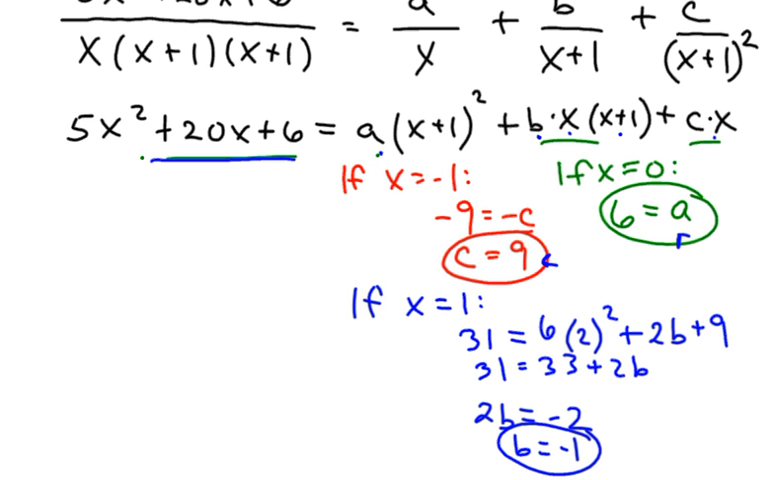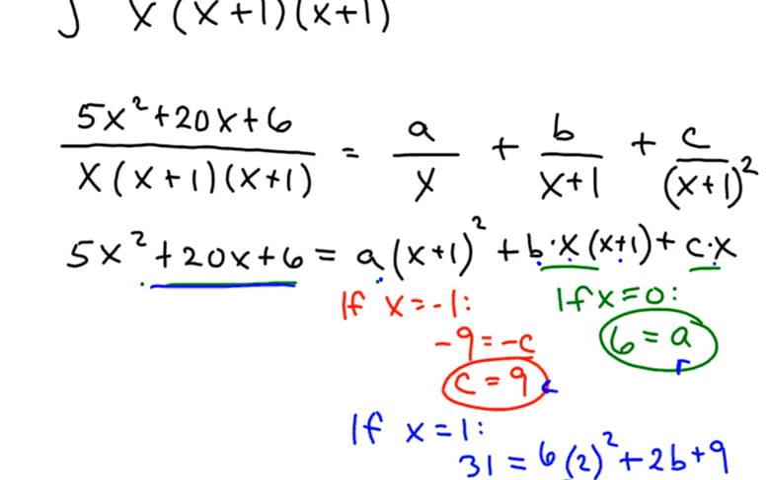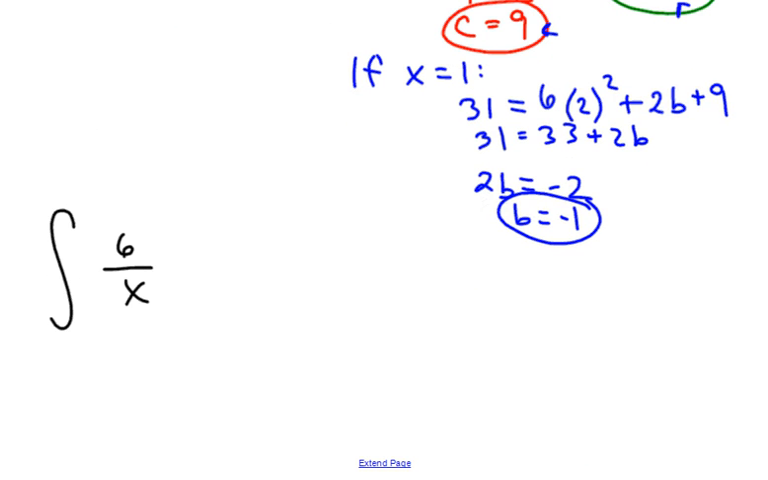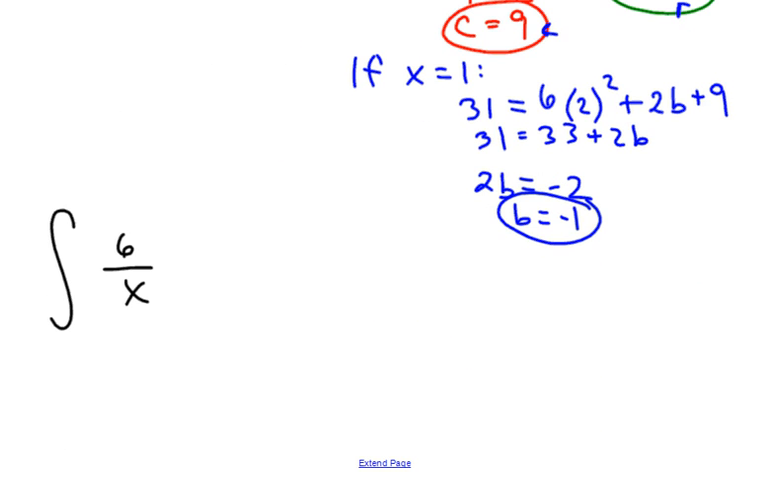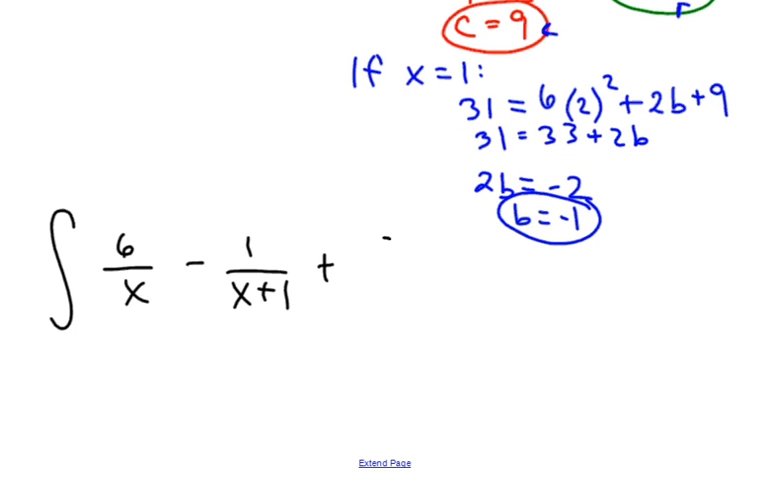Okay, so finally we have our a, b, and c, and now we have to go back and integrate this whole thing. So now we have the integral of a over x, so that would be 6 over x, plus b over x plus 1, so that would be minus 1 over x plus 1, and plus c over x plus 1 squared, so that'd be plus 9 over x plus 1 squared. Now we've broken this down into a format that we can actually integrate.